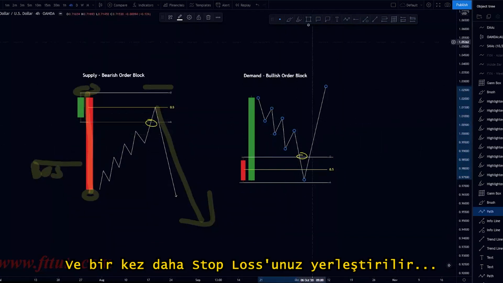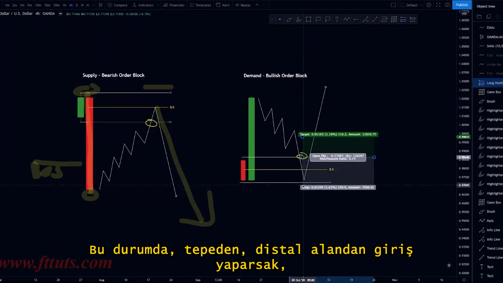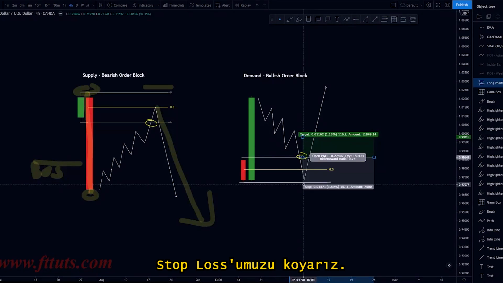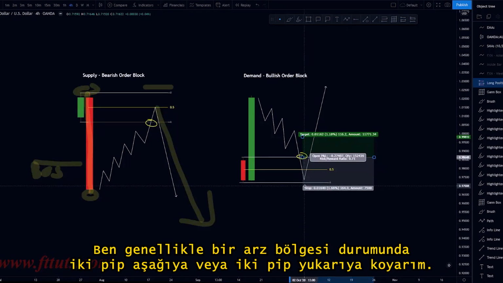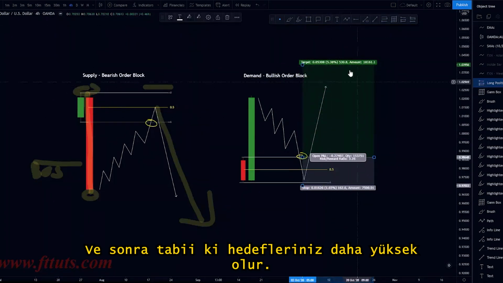And once again, your stop loss would be placed. Let's say in this case, we enter at the top, at the distal area. We would place our stop loss. I usually put it 2 pips below, or 2 pips above in the case of a supply zone. And then of course your targets would be higher.